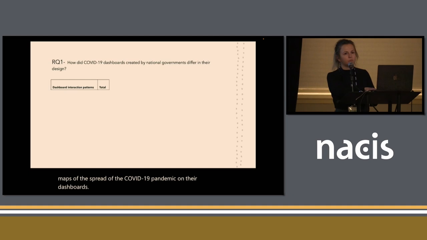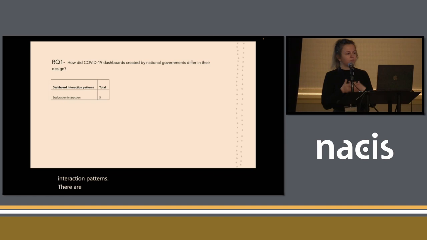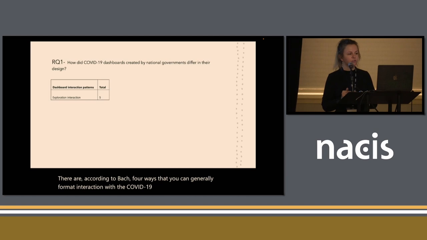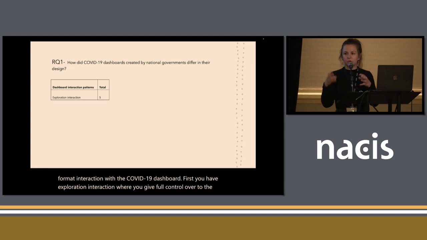For the purposes of this presentation, since it was going to only be 15 minutes, I focused in on one example of differences in dashboard interaction patterns. There are, according to Bach, four ways that you can generally format interaction with a COVID-19 dashboard. First, you have exploration interaction, where you give full control over to the user to really explore the data and have multiple different data sets that they could be comparing.